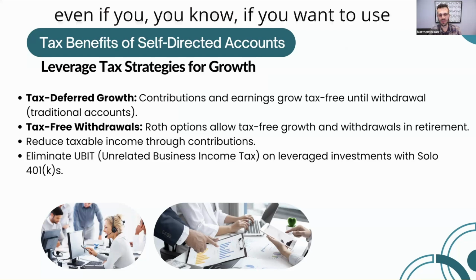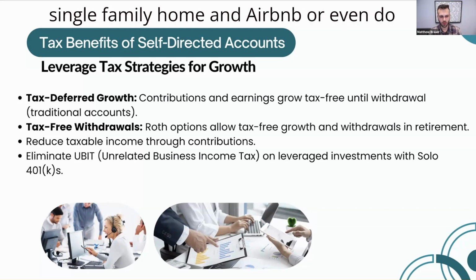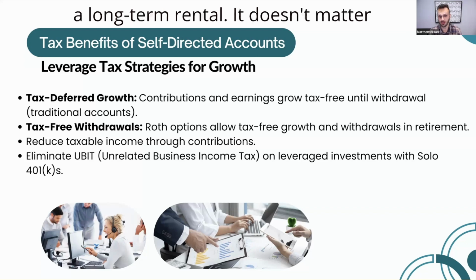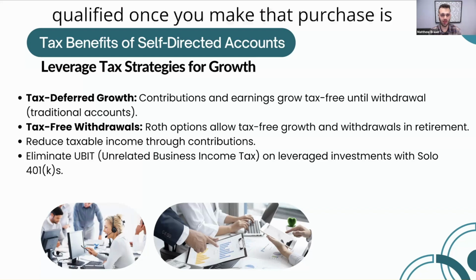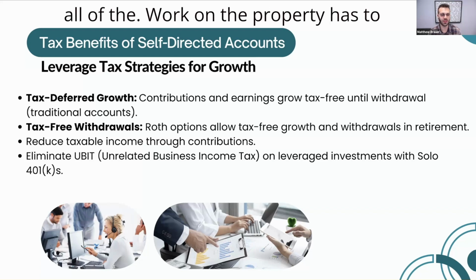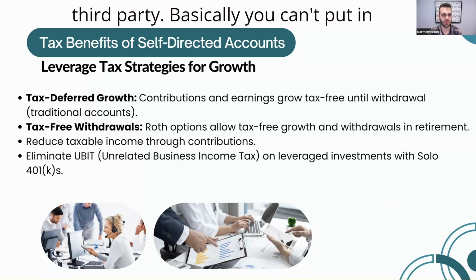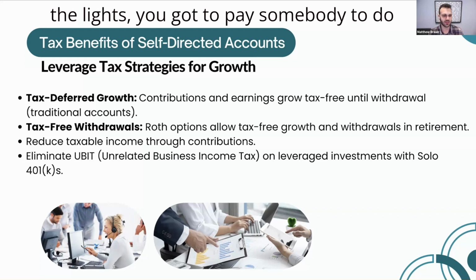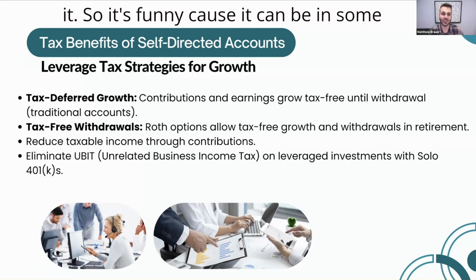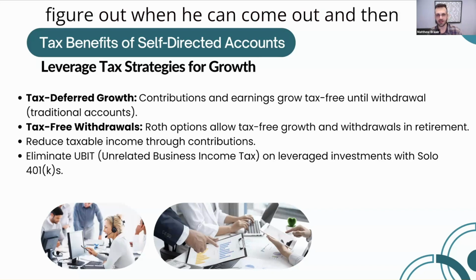Even if you want to use your retirement account to invest in, let's say you want to buy a single family home and Airbnb it, or even do a long-term rental. It doesn't matter what you do with it, but you buy a single family home. In order to remain qualified, once you make that purchase, all of the work on the property has to be done by a contractor or a third party. Basically, you can't put in sweat equity, is what I'd call it. So you can't go do the plumbing, you can't do the lights. You've got to pay somebody to do it. It's funny because in some cases, okay, now I've got to call an electrician, I've got to figure out when he can come out, and then I've got to set up payment.